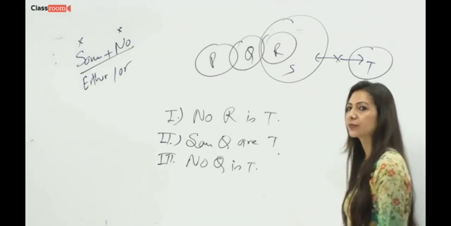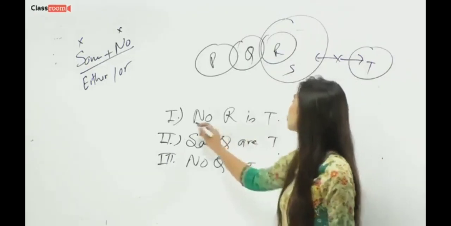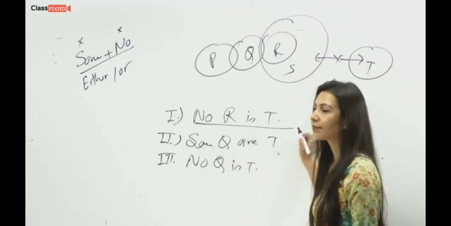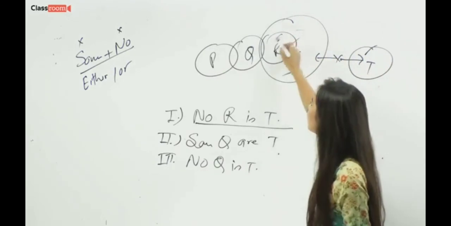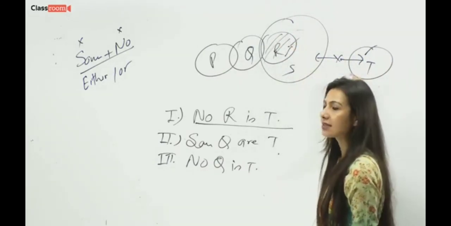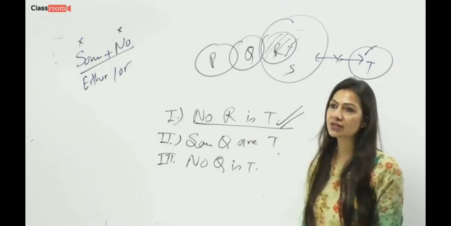Let me tell you. Now it's complete. So for no RST, you need a complete cross. This is R, this is T. This cross is given to S, which is covering the entire area of R. So no RST is obviously correct. First one is surely correct.